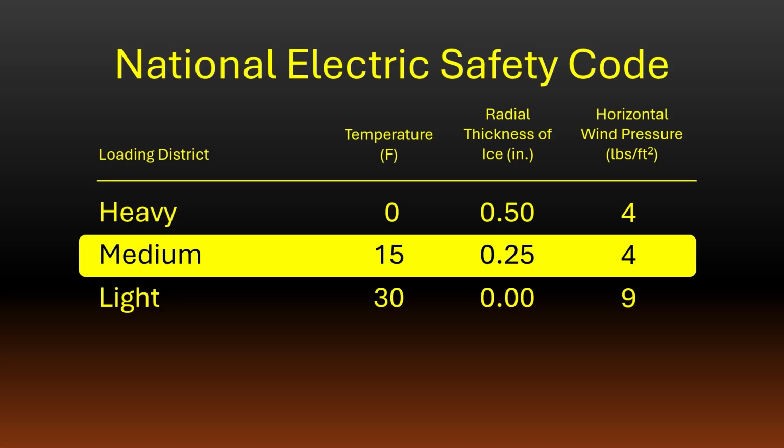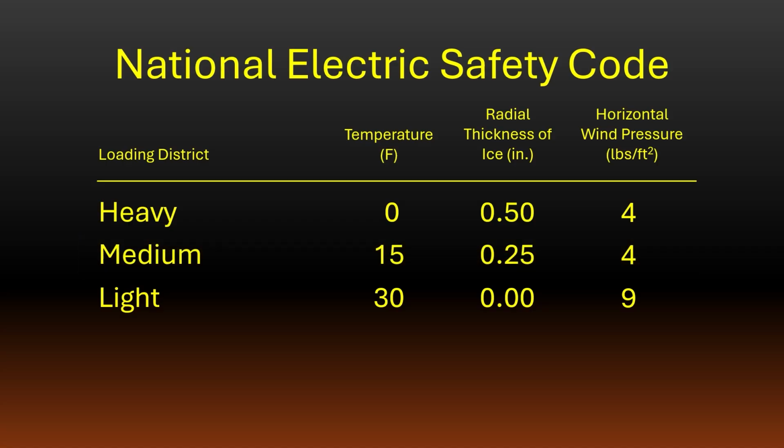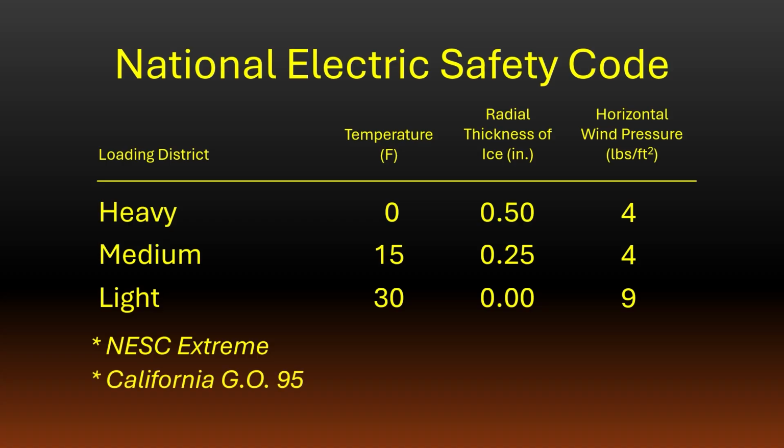There are also NESC extreme conditions that apply to poles over 60 feet above ground. If you're in California, CPUC General Order 95 provides slightly different weather conditions, and your local utility may have additional weather cases due to known local conditions. A pole line needs to be designed to withstand all of the weather cases that may apply.